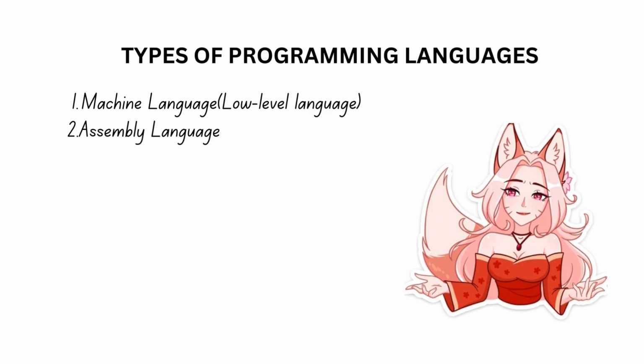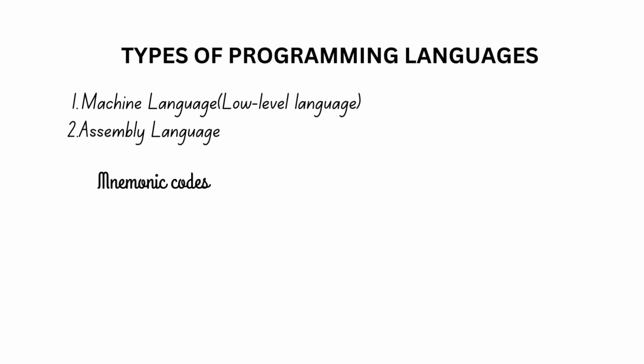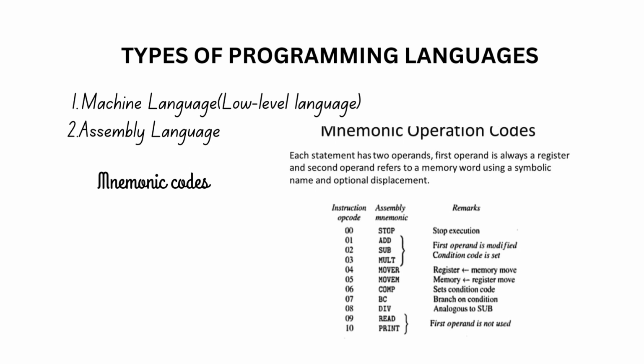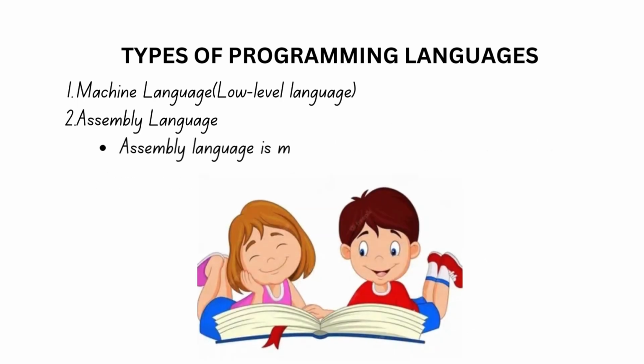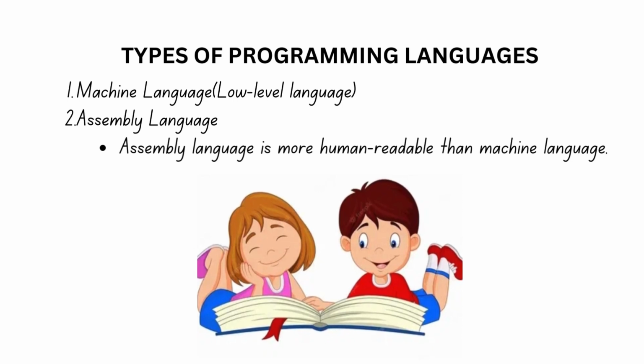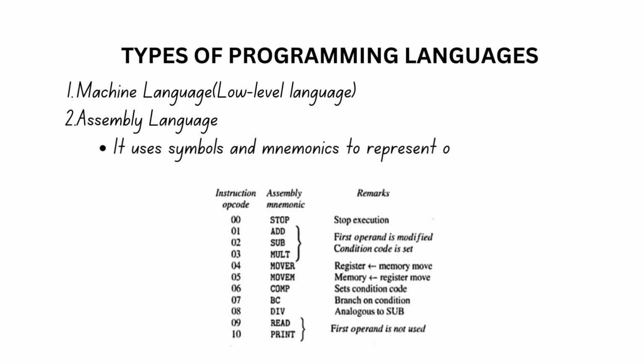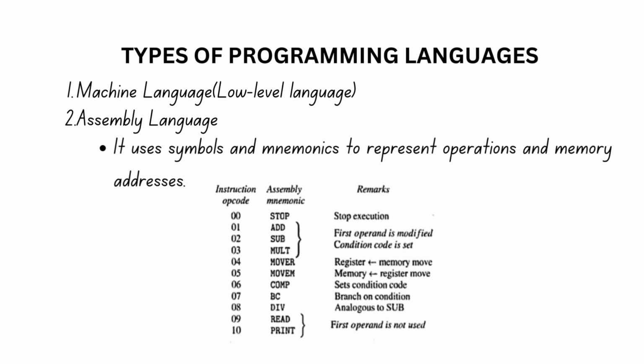In the assembly language, mnemonic codes were introduced. Mnemonic codes are used to represent machine-level instructions. Assembly language is more human-readable than machine language. It uses symbols and mnemonics to represent operations and memory addresses.